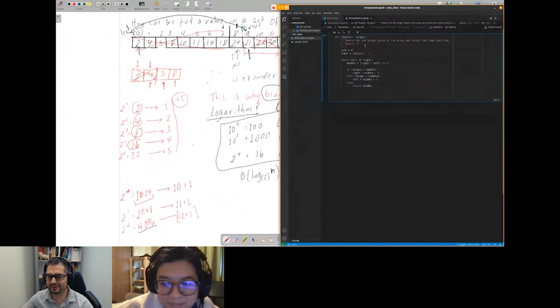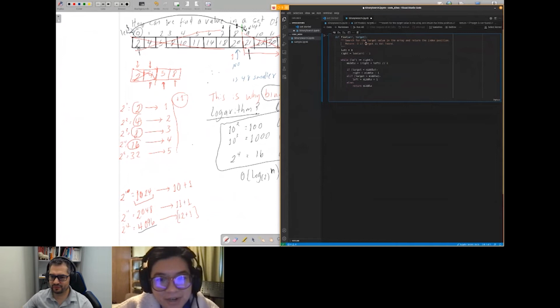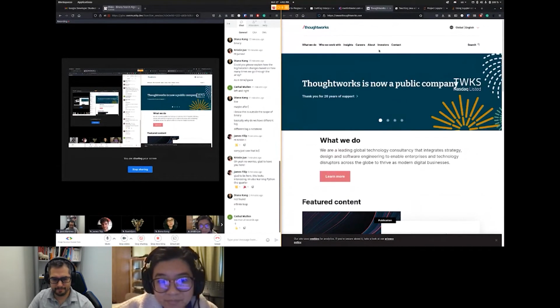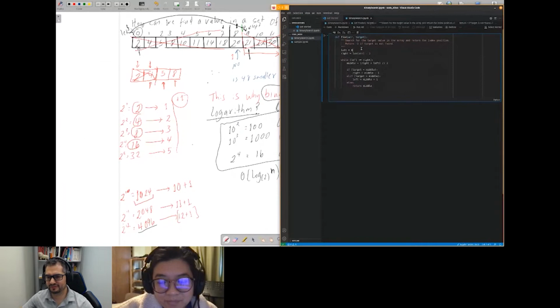Why do we return -1? Kahal, do you know why we return -1? Any ideas why? Diana says the index -1 doesn't exist. Exactly. That's why. So we return -1 because we know that -1 is not an index in the array. So we will never confuse that value with an index.